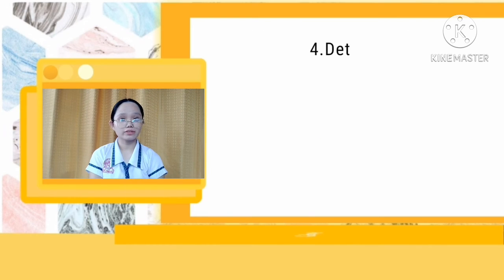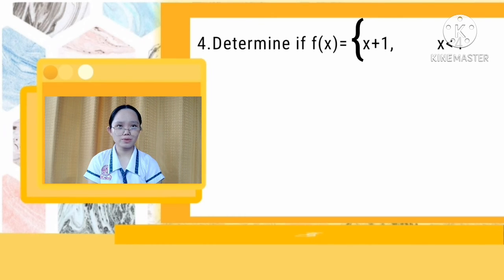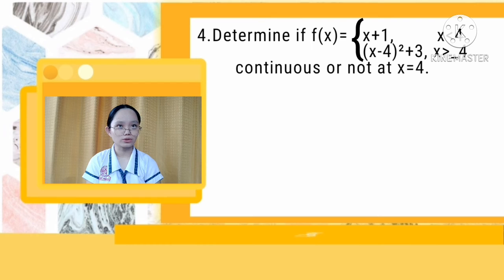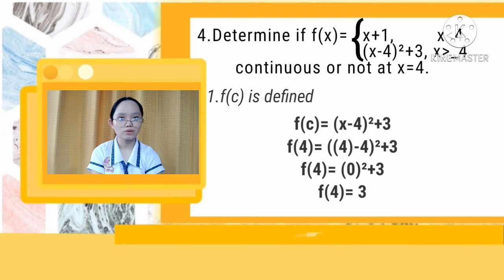Example number 4. Determine if f of x equals x plus 1, if x is less than 4, and x minus 4 quantity squared plus 3 if x is greater than or equal to 4, is continuous or not at x equal to 4. Finding f of c in a piecewise function, we should get the function where x is equal to 4, and that is the quantity of x minus 4 quantity squared plus 3.